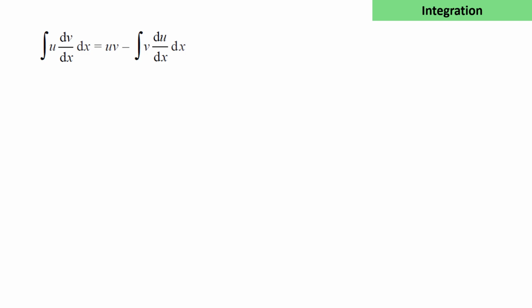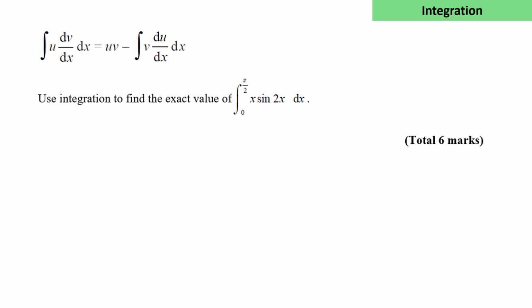The last bit of integration is the recipe for integration by parts. Let's look at an example. Use integration to find the exact value of the integral between pi by 2 and 0 of x sine 2x dx. You have to choose a suitable u and v to enable you to use the integration by parts formula. Here we're going to choose u equal to x and dv by dx equal to sine 2x. This will give us the integral of u dv dx as the integral we're trying to evaluate. Lay this out clearly. Calculate the derivative of u, so x differentiates to 1. Calculate the integral of dv by dx to find that v equals minus a half cos 2x.